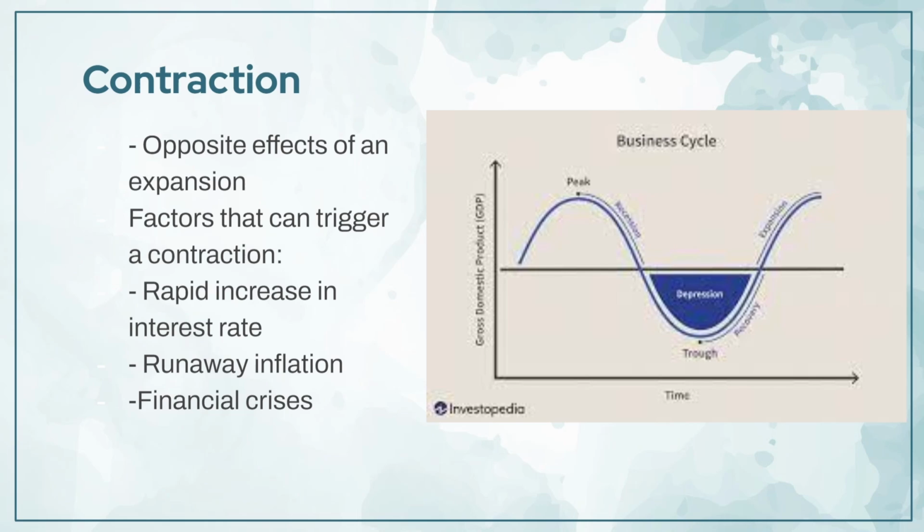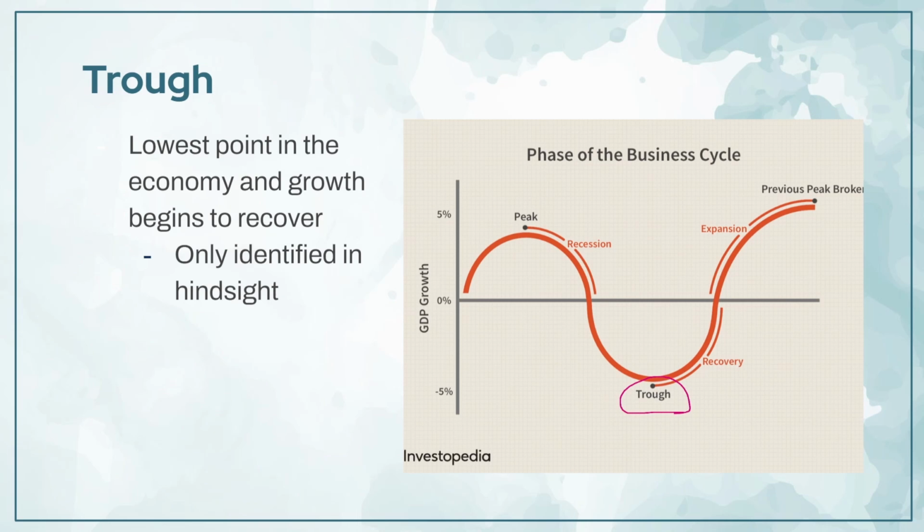This down curve is the exact opposite of an expansion, where aggregate demand and spending falls and business profits decline. Thus, consumers lose more jobs and unemployment rises. Investment and prices also fall. Next, we have the trough. This is the lowest point in the economy, and growth must recover here.